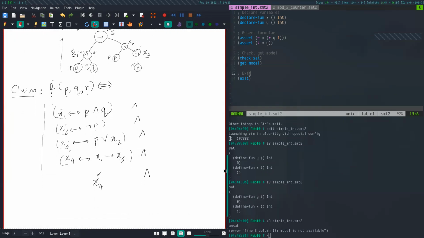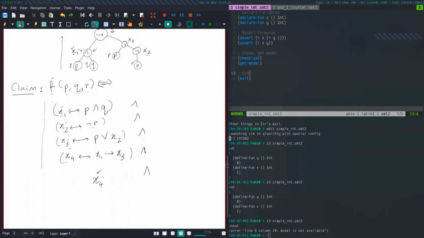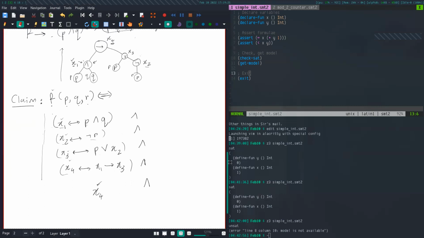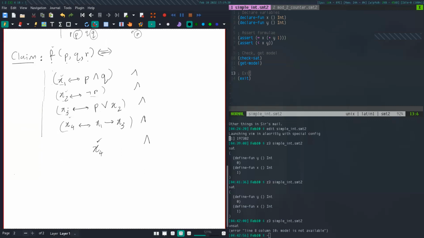I have a question. How does this grow? Yes, that's the second claim. Claim 2 is that this grows linearly. So it's not n log n, it's n.